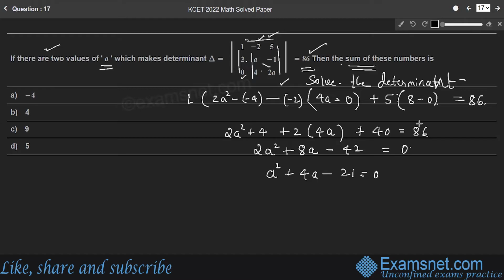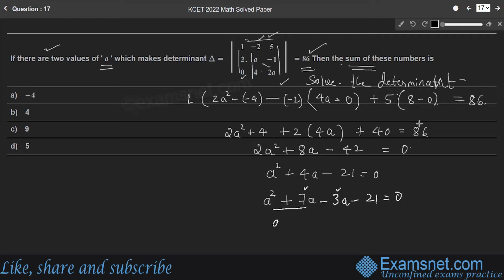So how to solve this? Either you can split the middle term or use the formula, right? Splitting the middle term will be very easy. a square plus, the middle term is 4a. Let us split this term as 7a minus 3a, so that the sum becomes plus 4a and the product of their coefficients, 7 and minus 3, is minus 21, which is the last term, right?